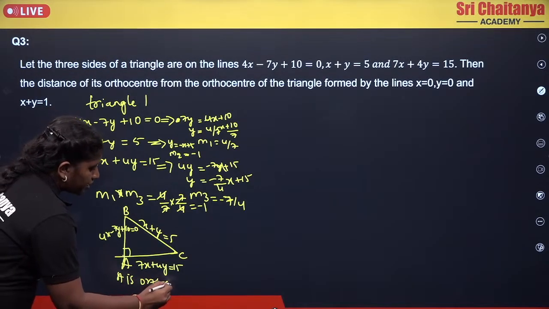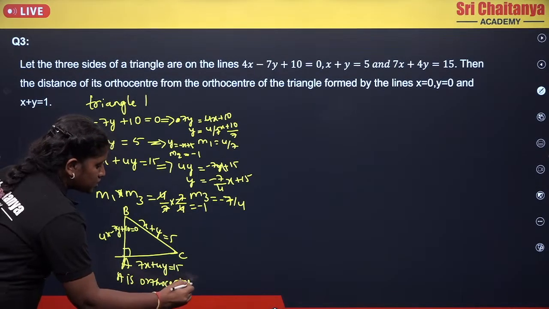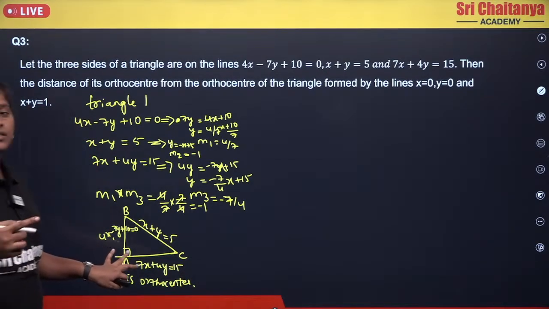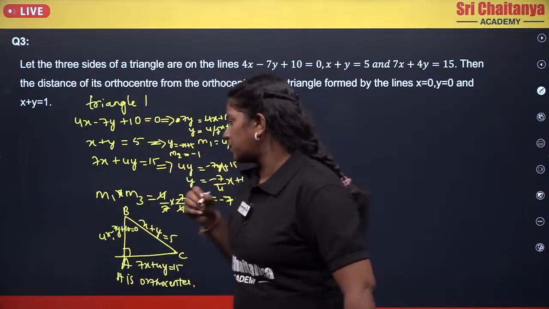Okay. So, how can we find the orthocenter here? So, if you solve these two equations, then you will get the coordinates of the vertex A. Okay.